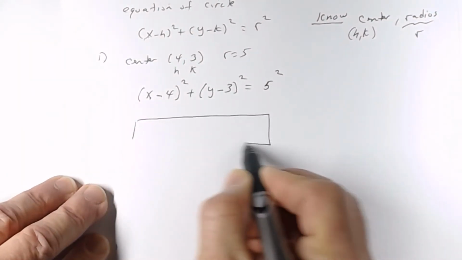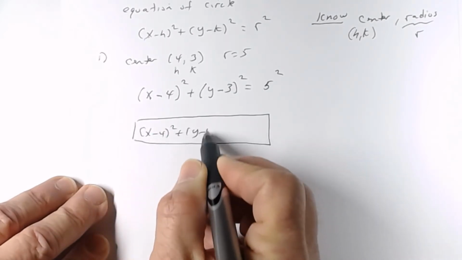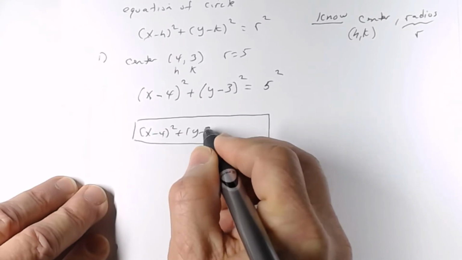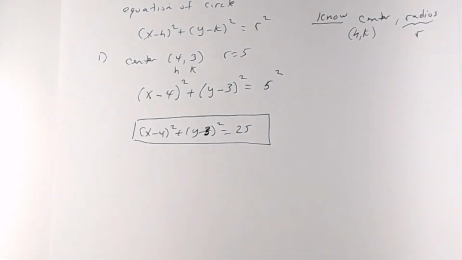So your answer will be this: x minus 4 squared plus y minus 3 squared equals what? 25. Don't follow that out. See that x minus 4? Don't do x minus 4 times x minus 4, because you want the equation written in what form? Standard form. So is that equation written in standard form? Yes. x minus h squared plus y minus k squared equals r squared, and r squared is 25.